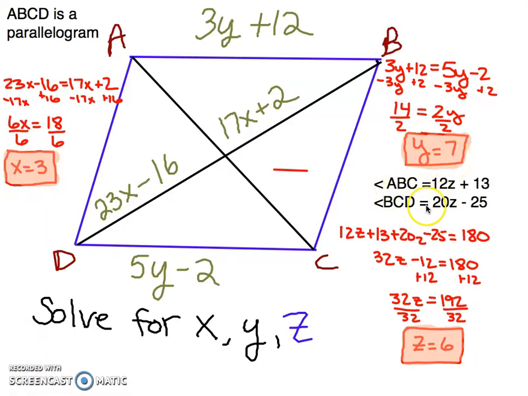My last variable, I've got angle ABC. So when I look up at my parallelogram, I can see that angle ABC would be right here. So I'm really focusing on this angle. And the other angle I have is angle BCD, and I know the value for that. So BCD would be right here.